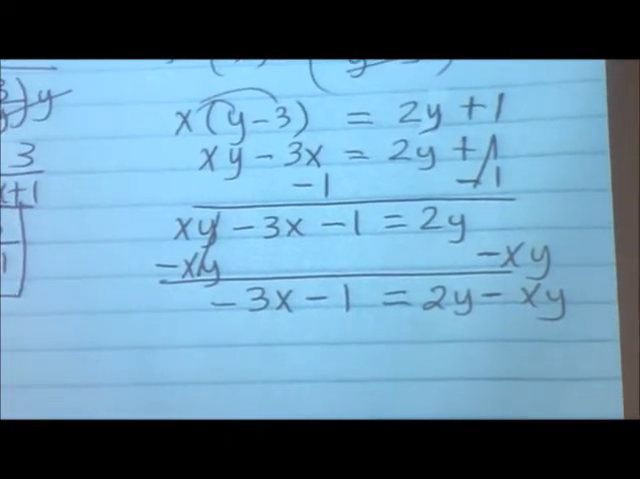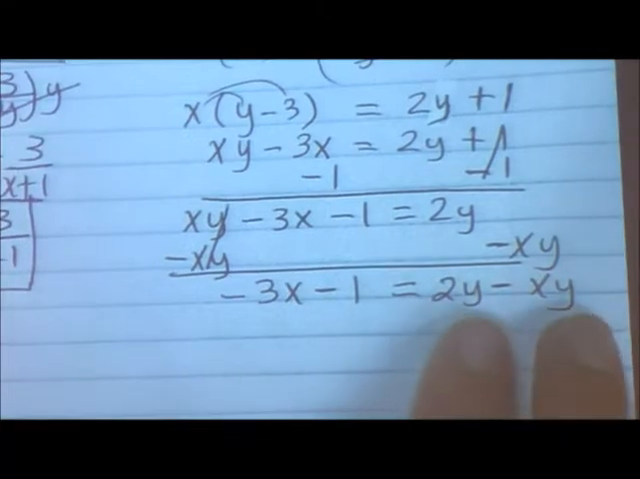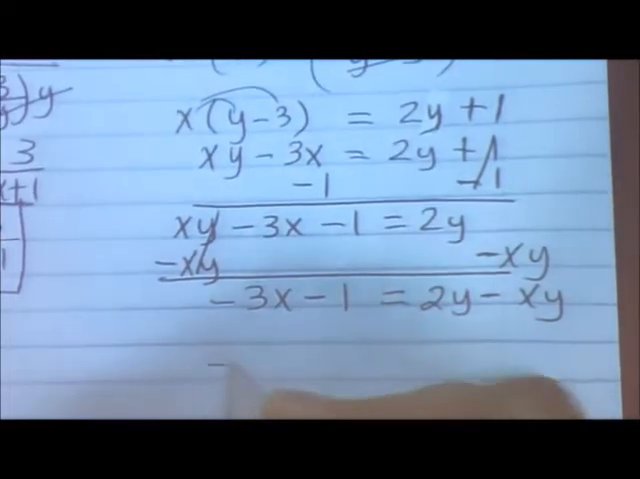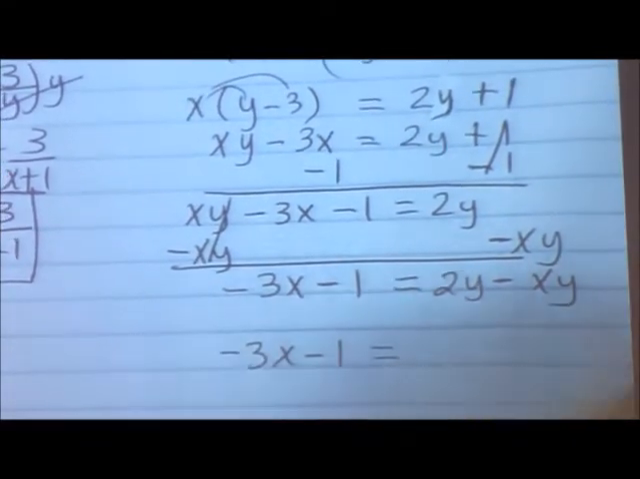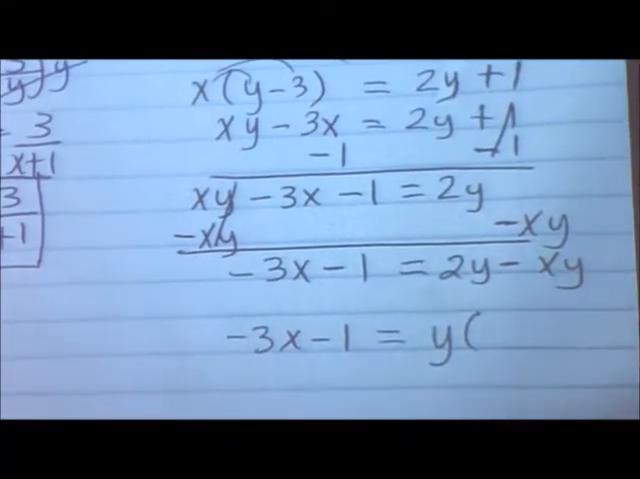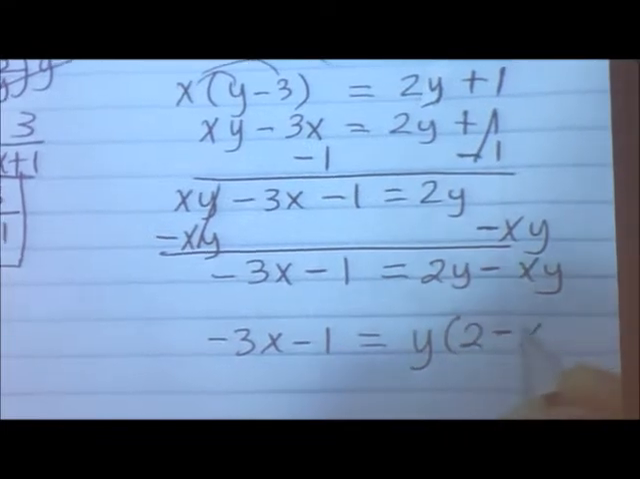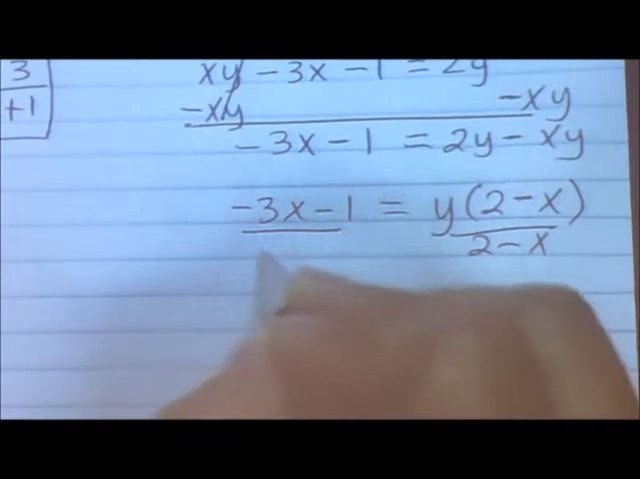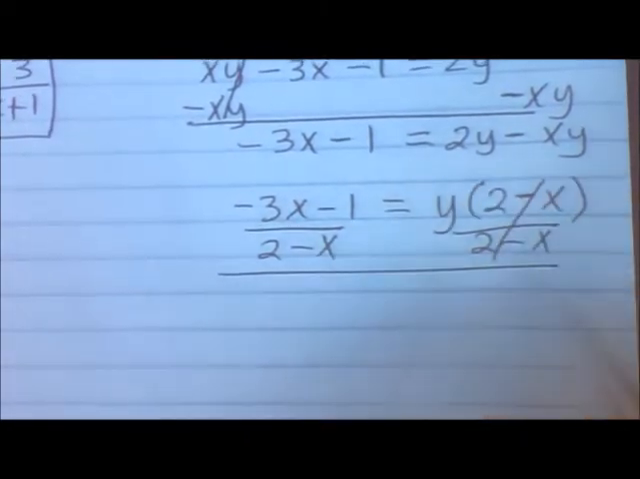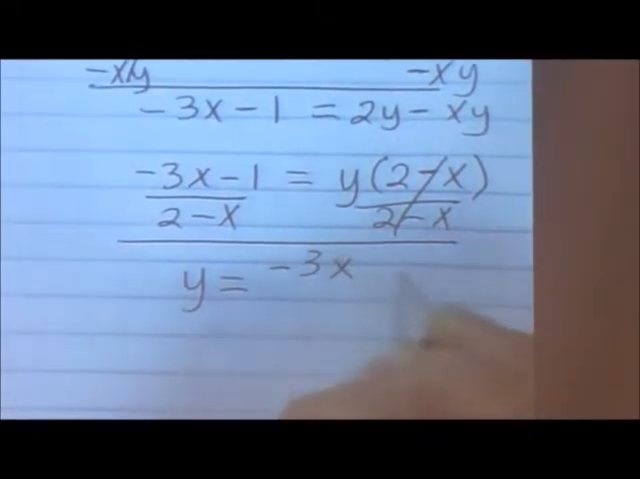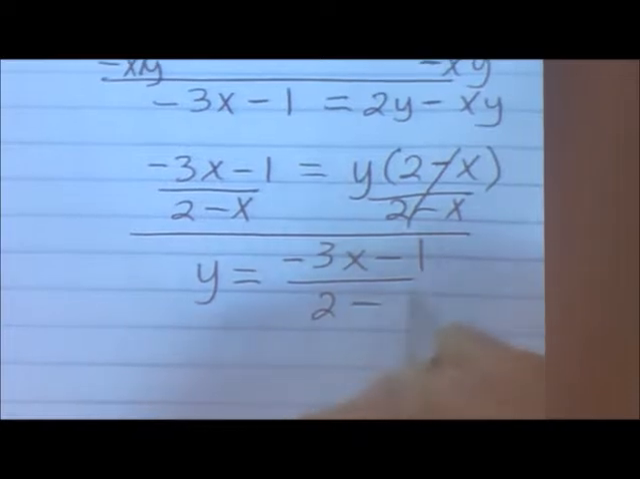Now, what can I do? What did both of these have in common? A y. Have we covered factoring? So I should be able to factor out a y. When I factor out a y, what's left over? 2 minus x. So what can I do now? Divide by 2 minus x, divide by 2 minus x. That crosses out. So my answer is y equals negative 3x minus 1 over 2 minus x.